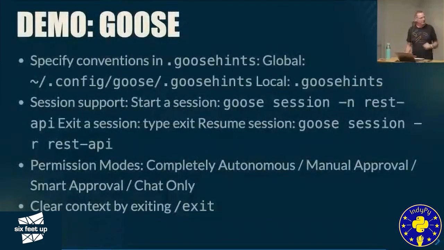Goose. All right. Goose's convention file is called Goose Hints. And with Goose Hints, you can have a local Goose Hints in your repository. You can have a global Goose Hints that it'll pick up for your whole world, the things you're editing. Another nice thing with Goose, you can tell it to start sessions and stop sessions and resume sessions.